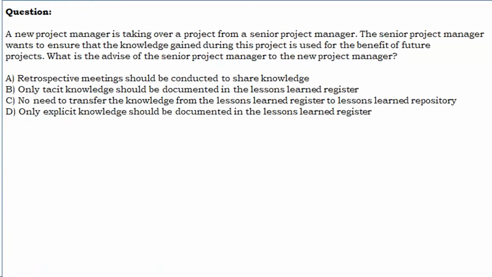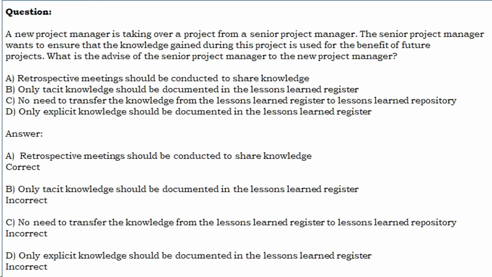A new project manager is taking over a project from a senior project manager. The senior project manager wants to ensure that the knowledge gained during this project is used for the benefit of future projects. What is the advice of the senior project manager to the new project manager? A. Retrospective meetings should be conducted to share knowledge. B. Only tacit knowledge should be documented in the lessons learned register. C. No need to transfer the knowledge from the lessons learned register to lessons learned repository. D. Only explicit knowledge should be documented in the lessons learned register. Let us see the answer.